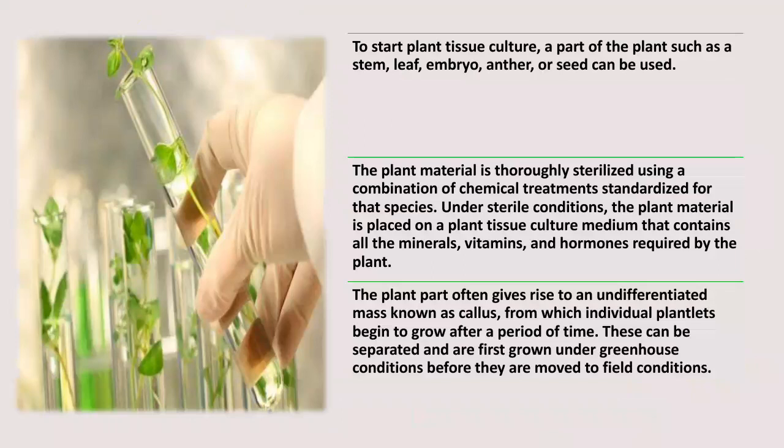The plant material is placed on a plant tissue culture medium that contains all the minerals, vitamins and hormones required by the plant. The plant part often gives rise to an undifferentiated mass known as callus, from which individual plantlets begin to grow after a period of time. These can be separated and first grown under greenhouse conditions before they move to field conditions.